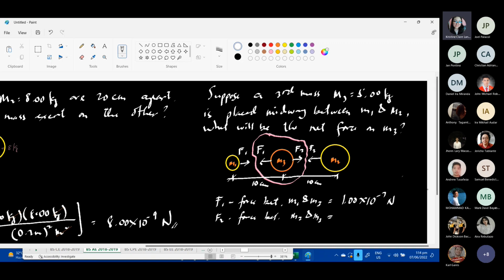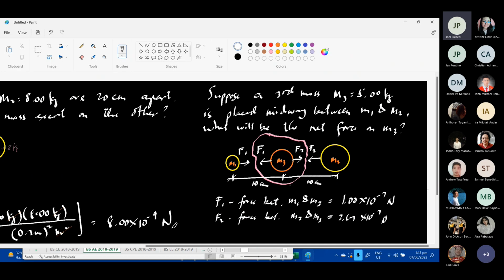Yes po, sir. Negative 7 po, sir. Okay, how about F2? Sir, 2.67 times 10 raised to negative 7, sir. That's correct. 2.67 times 10 to the negative 7.